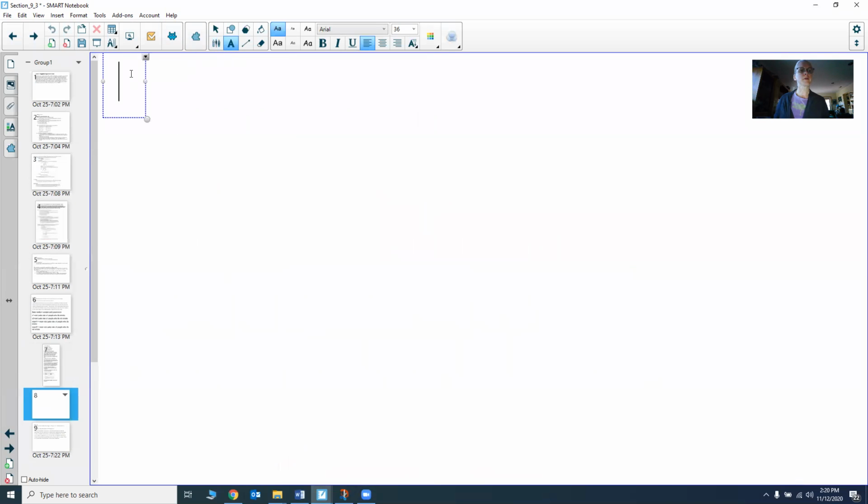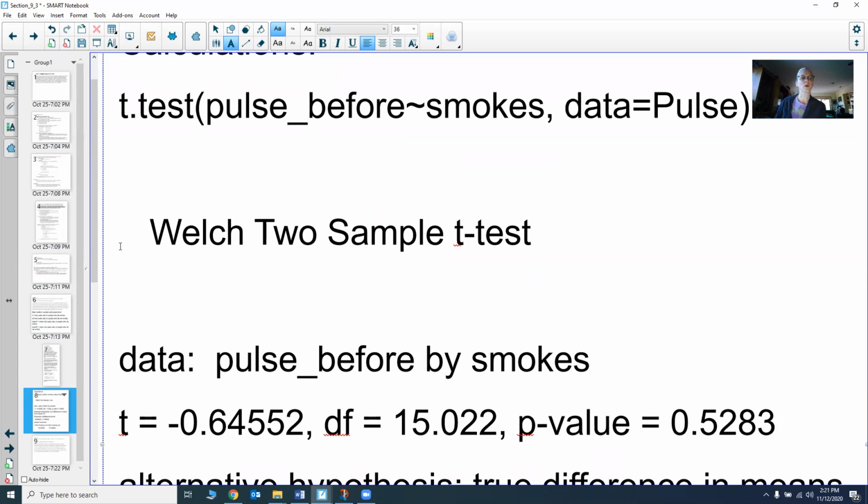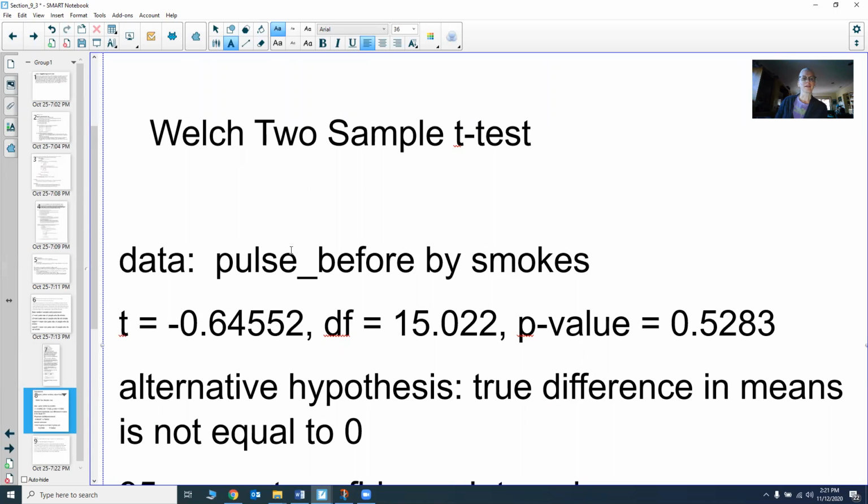So here we're in the step of our calculations. And again, this is what we typed into R. It does say it's a Welch's two-sample t-test. That tells you did the right test. So make sure it says that if you're doing a two-sample independent test. Again, Welch's is because of the degrees of freedom we calculate. It is saying that we're doing pulse before by smokes. So make sure this is your variable you wanted and make sure that's the factor you wanted.